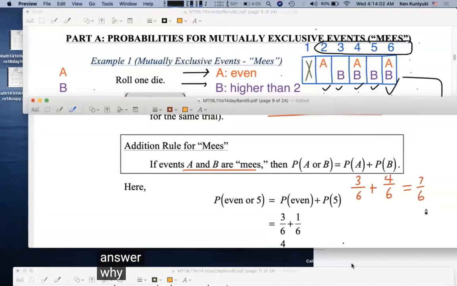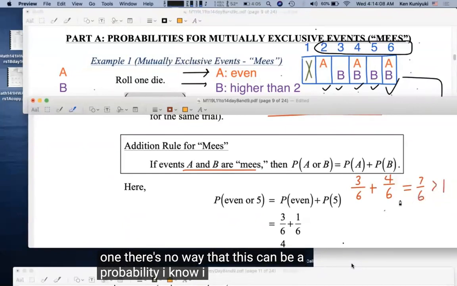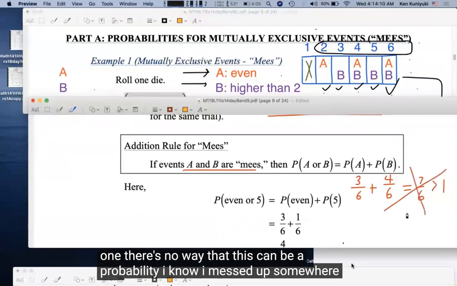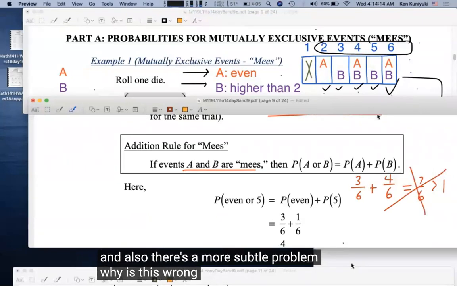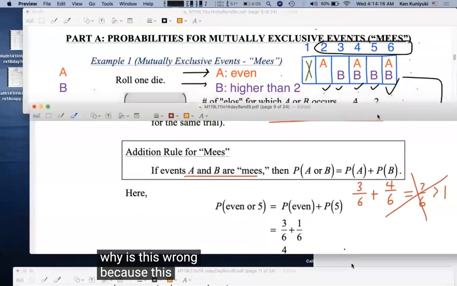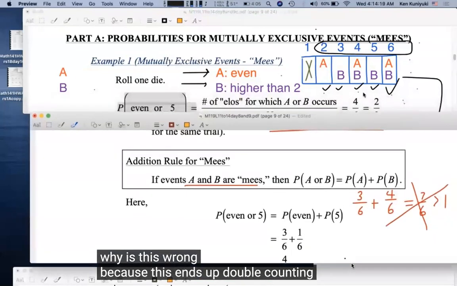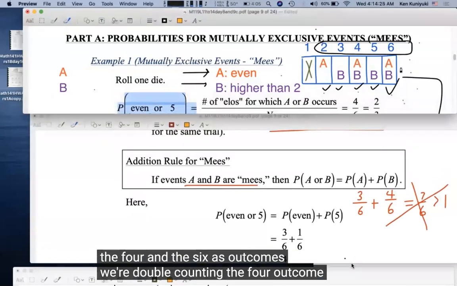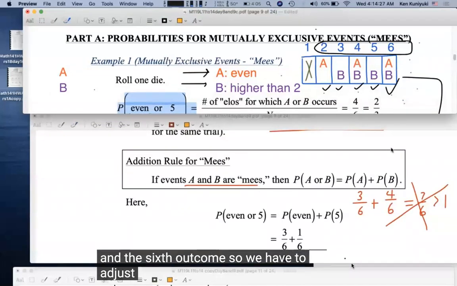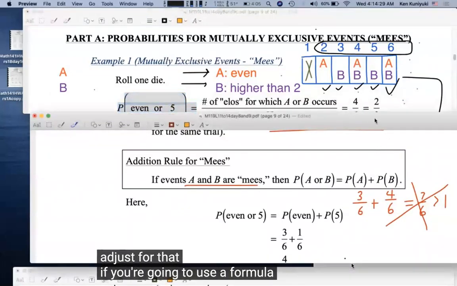Why? Well, for one thing, this is bigger than 1. There's no way that this can be a probability. I know I messed up somewhere. And also, there's a more subtle problem. Why is this wrong? Because this ends up double counting the 4 and the 6 as outcomes. We're double counting the 4 outcome and the 6 outcome. So we have to adjust for that if we're going to use a formula.